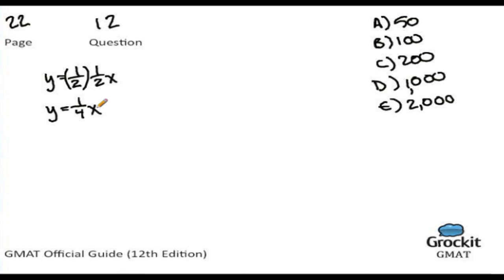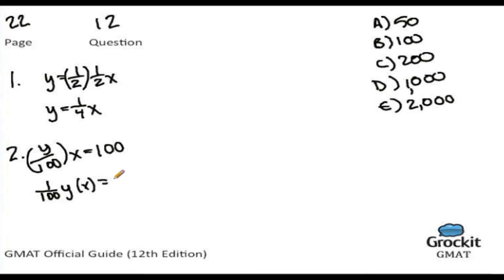The other one that we also get is that y% of x equals 100. So this is our first equation here. Our second one is that y% of x equals 100. Remember that all percents are really just fractions expressed as a ratio out of 100. So y% is the same thing as y over 100. Y% of x equals 100, which is the same thing as 1/100th of y times x equals 100.